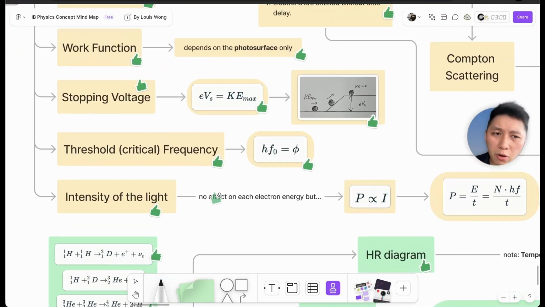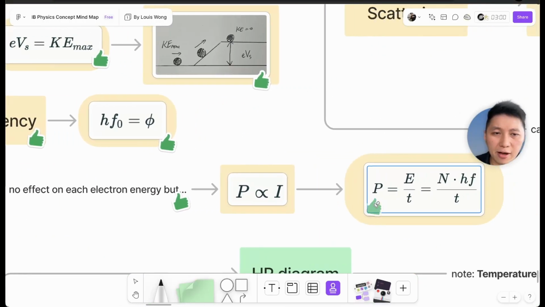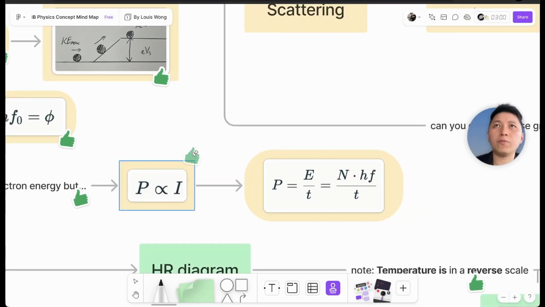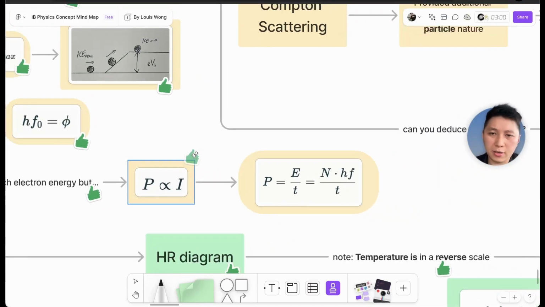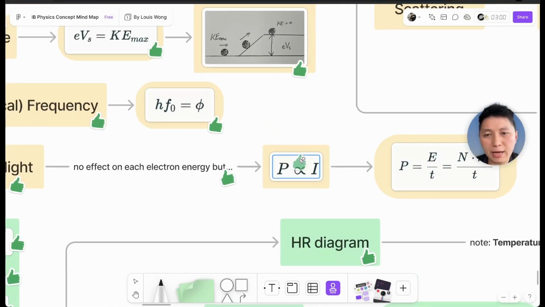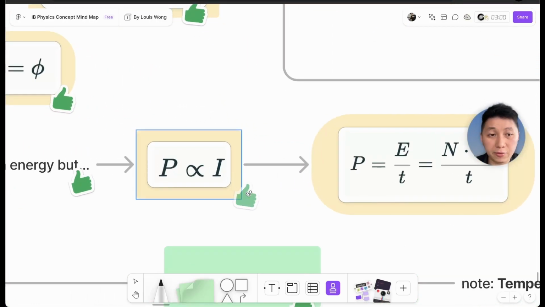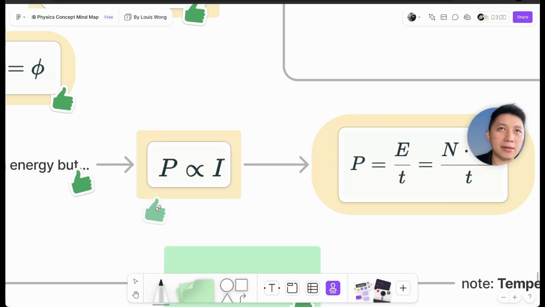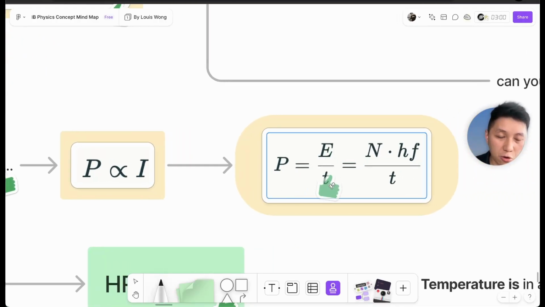Lastly, we talk about the intensity of light. So we all know that the intensity does not really affect the energy of each electron liberated. However, it has an effect on the current. So bear in mind the first thing is the I here referring to the intensity. Intensity is basically power over area, so with greater intensity, you come with greater power. And power is energy over time.